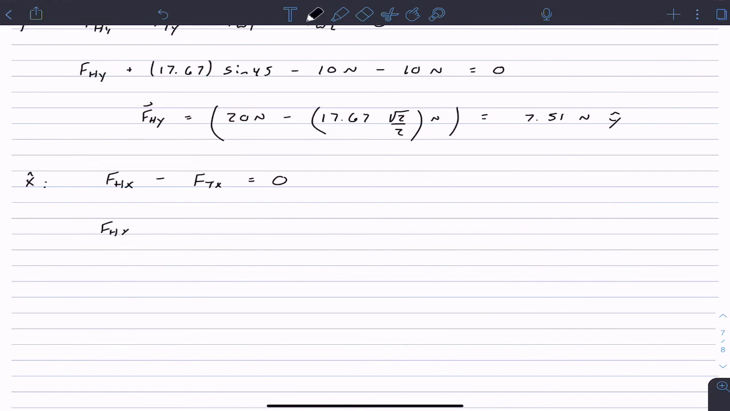So F_HX minus 17.67 newtons sine 45 degrees equals 0. So F_HX is equal to 17.67 times square root of 2 over 2. That gives us a value of 12.49 newtons in the x-hat direction.